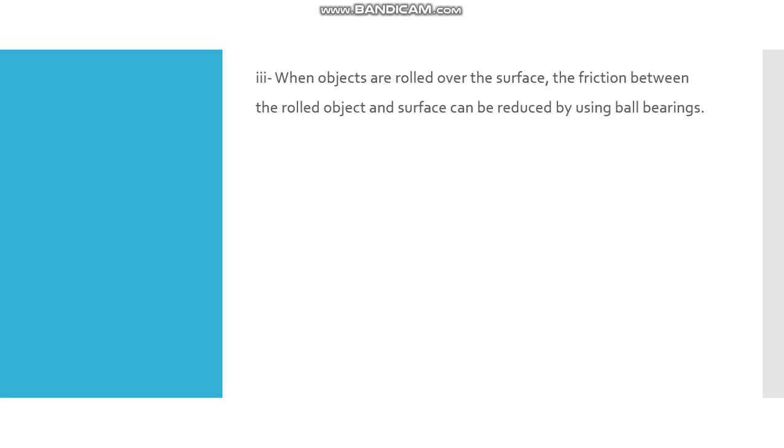There are some more methods. When objects are rolled over a surface, the friction between the rolled object and the surface can be reduced by using ball bearings. Okay, so ball bearings are used in rolling objects. So ball bearings are another method to reduce friction.